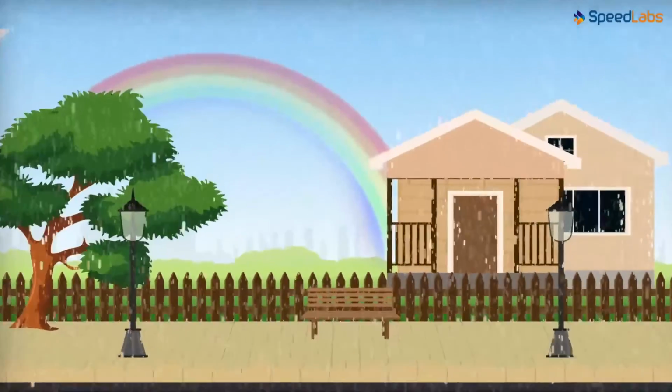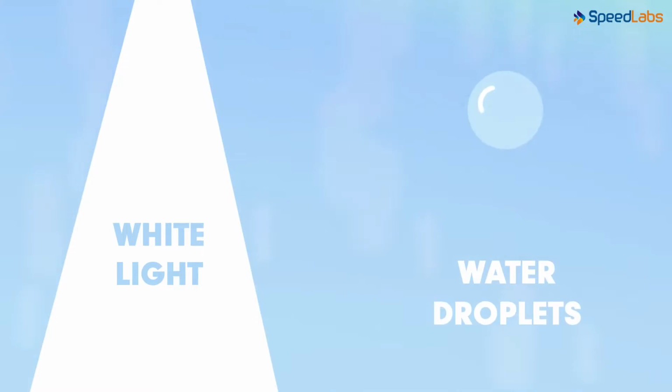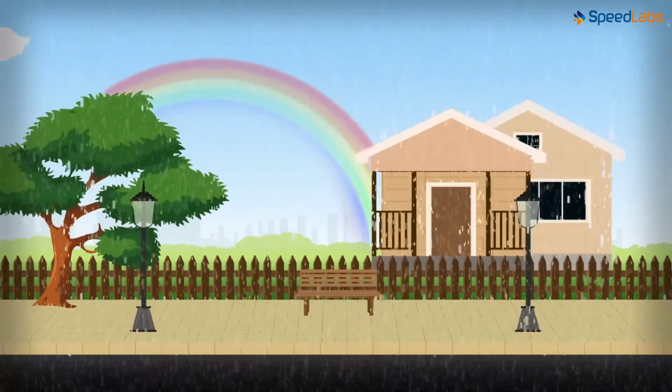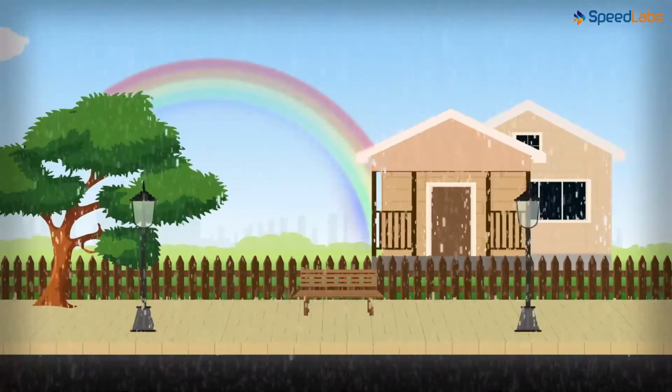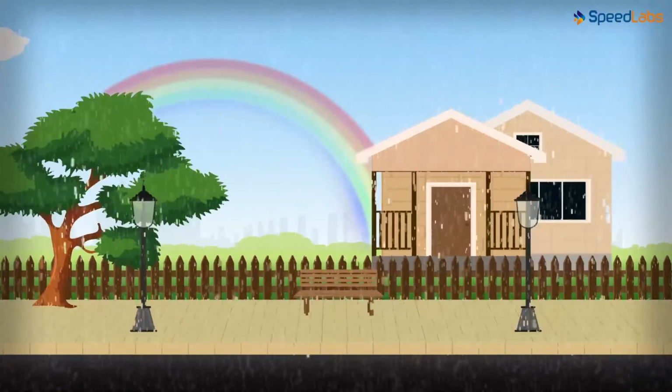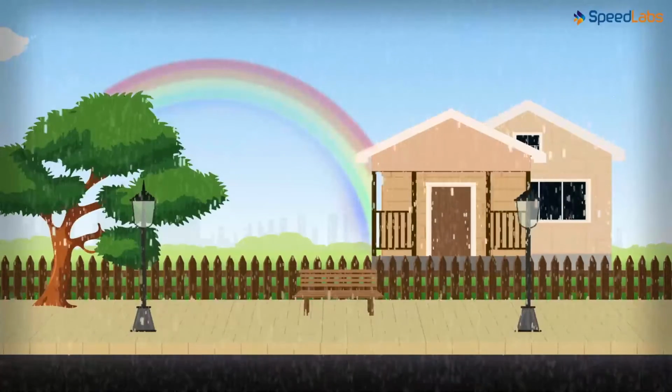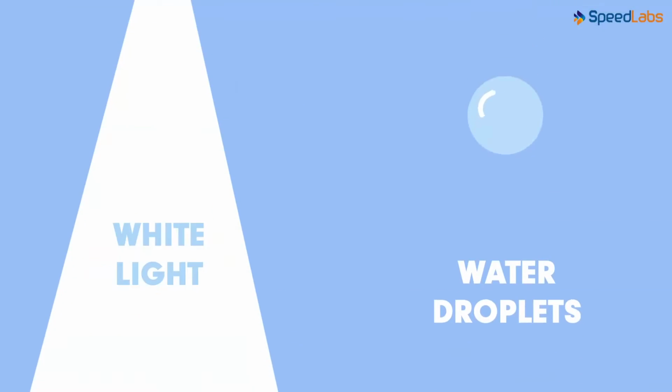The two things that are required for the rainbow to appear are white light and tiny water droplets. The latter is quite important for its formation. In the rainy season, many water droplets are present in our atmosphere, and hence we mostly see the rainbow in this season. Okay, so how do these two combine together to form a rainbow?